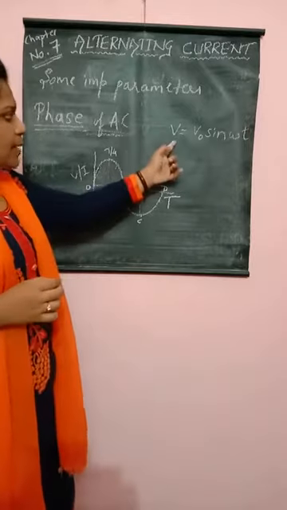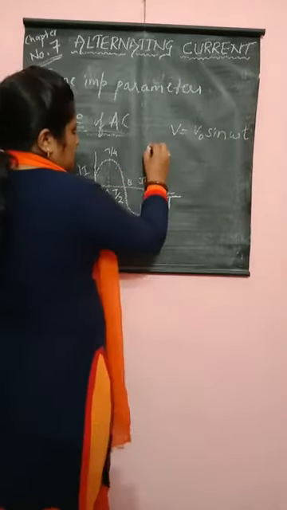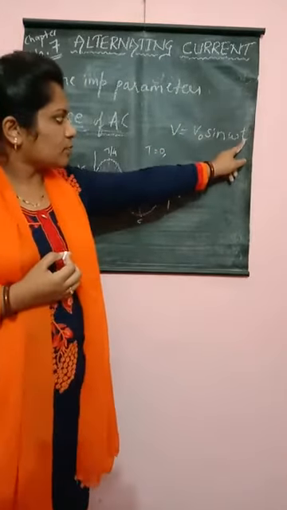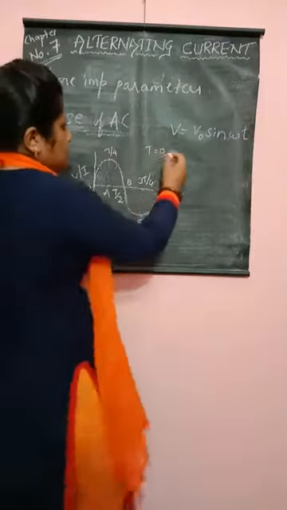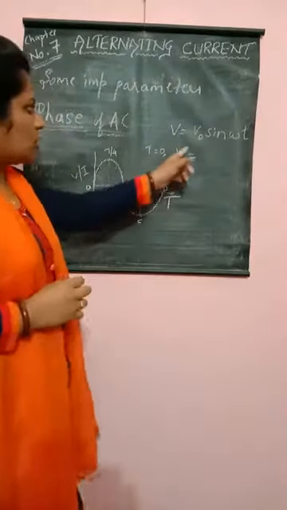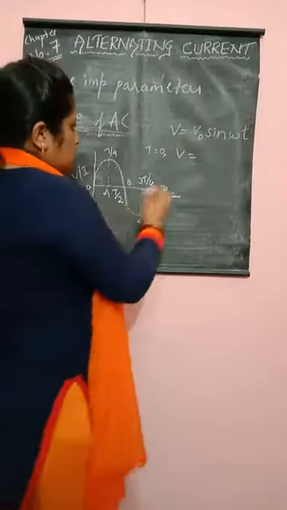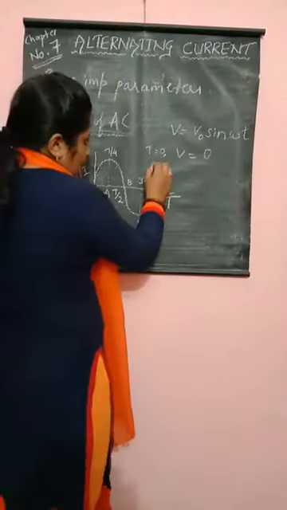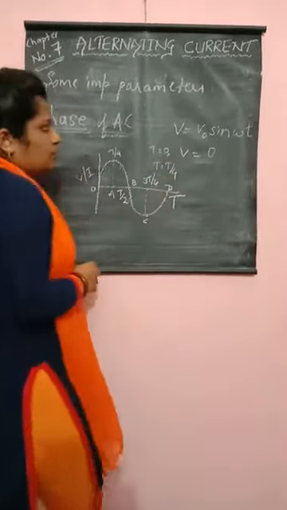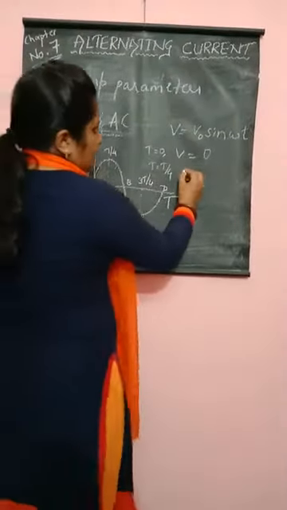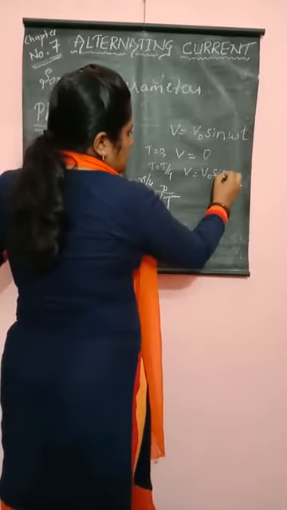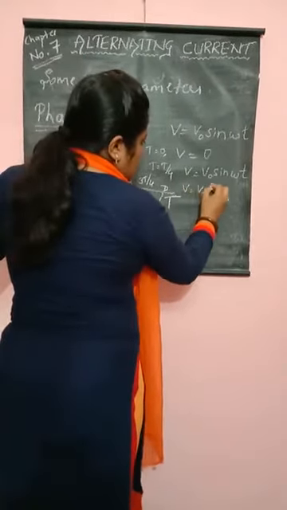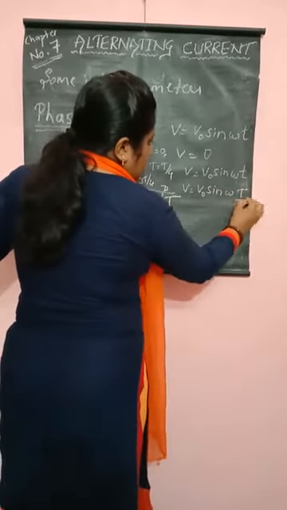Okay, now with respect to this equation, when time t is 0, we are having sine 0. V naught sine omega t becomes 0. So here we are having 0. Now when time t is T by 4, consider what happens to V naught. V is equal to V naught sine omega t, and in the place of t, we have T by 4.